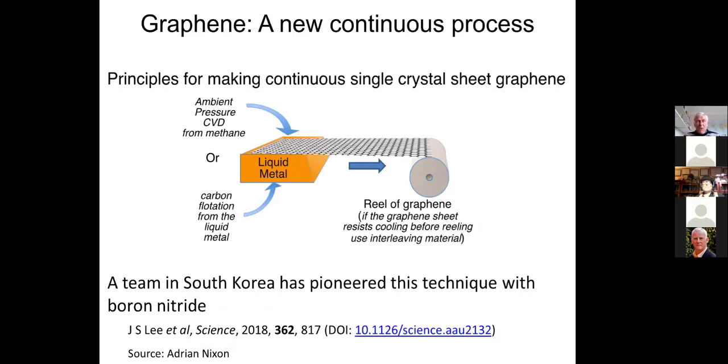So Adrian proposes the principle for making continuous single crystal graphene sheets using liquid metal as a substrate, instead of the existing method, which is doing it on copper film. If you use liquid metal, then it should be much easier to pull the completed graphene off the surface of the metal without doing it any damage. And that technique's been pioneered in South Korea with boron nitride. So that looks very, very hopeful, and we're very excited about that work.